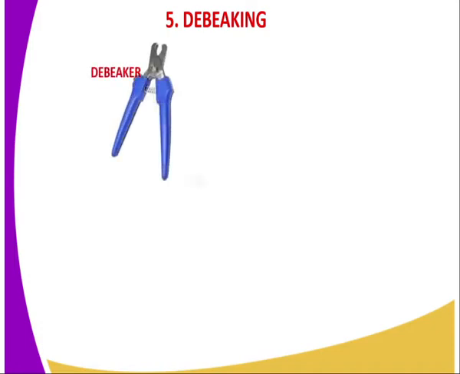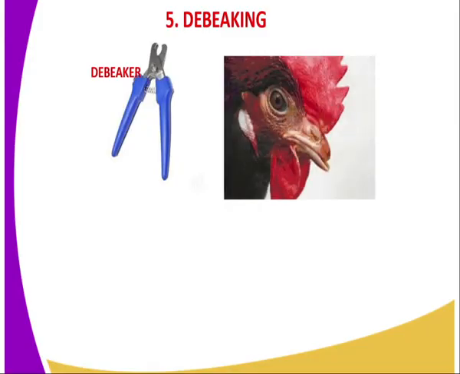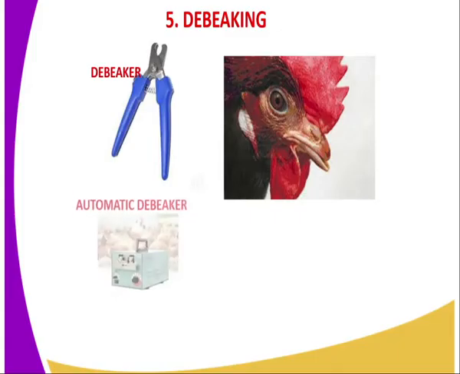Debeaking is the process whereby a third of the upper part of the beak is cut off in order to control poultry vices such as cannibalism and also egg eating. You can see there is a debeaker, that is a tool which is used when it comes to cutting the beak. That is what we refer to as debeaking. The third of the upper beak is normally cut, as you can see there.